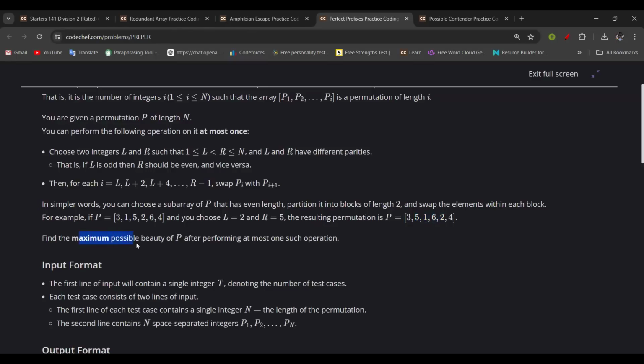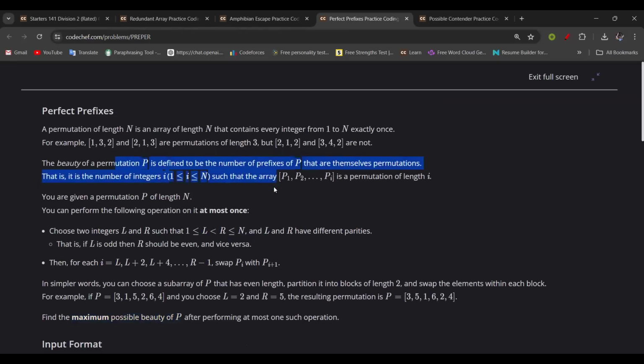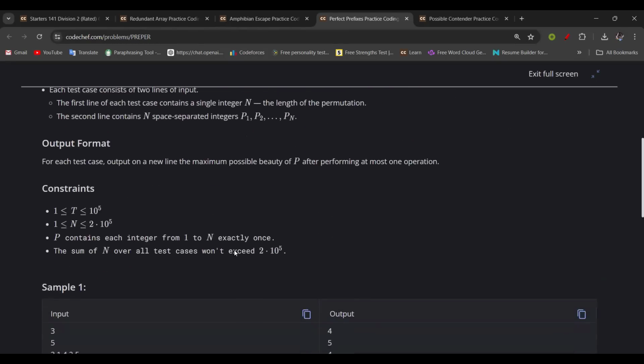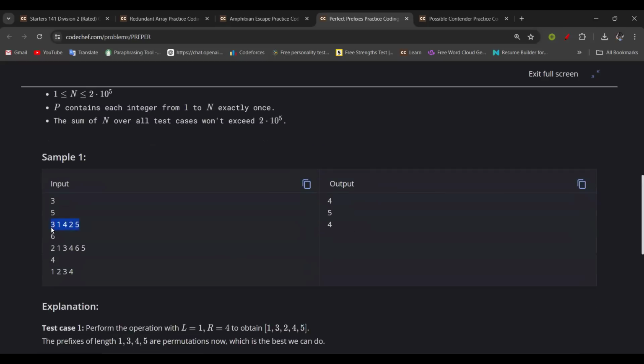Now find the maximum possible beauty of P after performing at most one such operation. So you can perform this operation only one time, and after performing it one time, you need to find the maximum possible beauty of P. So beauty was defined here. Okay, so this is the problem. Let's see what we can do here.